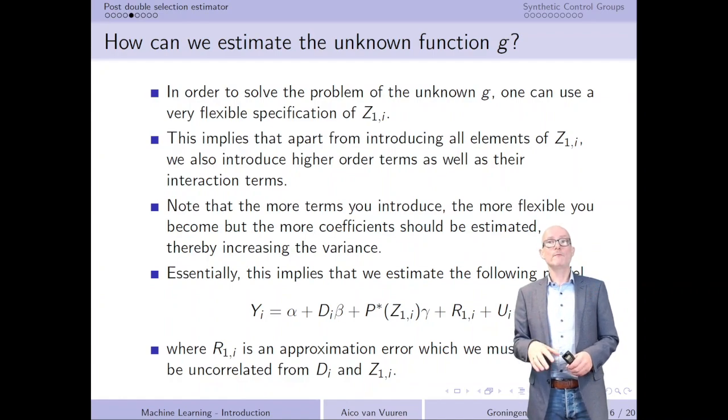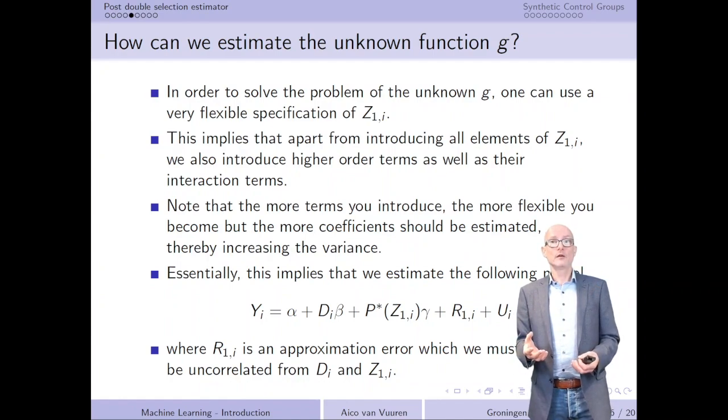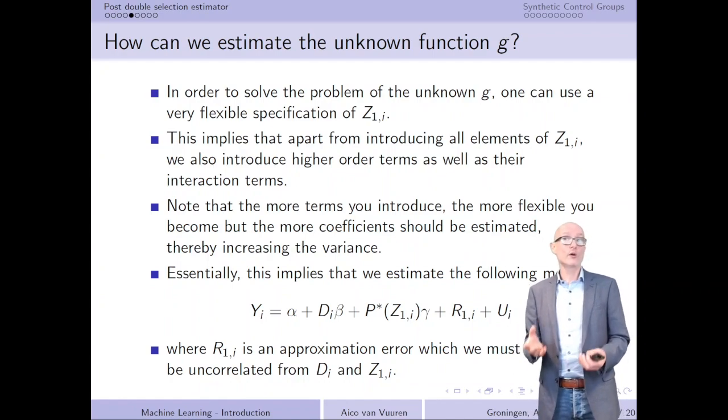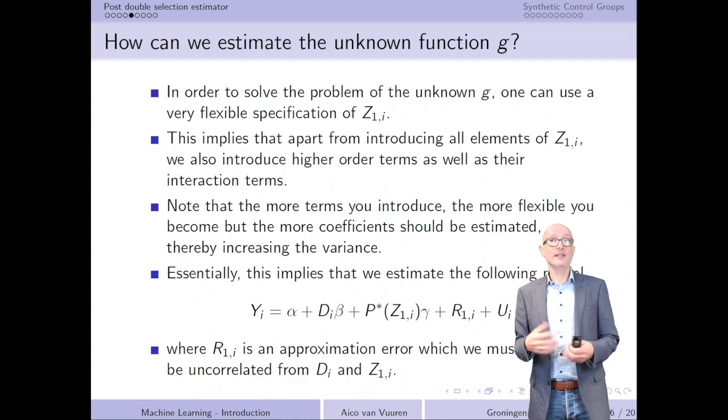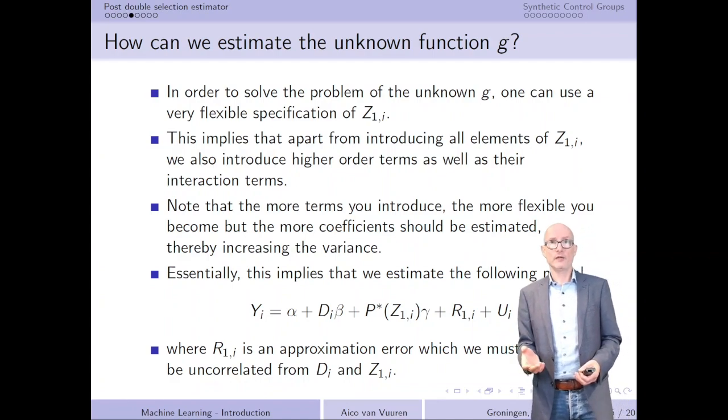Well, that implies that we become very, very flexible. But note also that there is a problem here because of the fact that there's a trade-off. That is to say that the more terms that you're going to introduce, so the more higher order moments as well as the more interaction terms, the more flexible that we become, of course, but we should also realize that we then have to estimate more coefficients. And the problem that we have, and that you already know with respect to standard econometrics, but I also have been talking about during this lecture series, is that the more coefficients that we're going to estimate, the higher is also going to be the variance. So we should realize that there is already a trade-off over here.